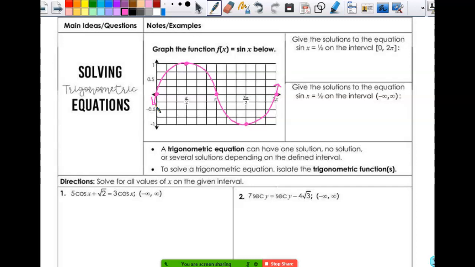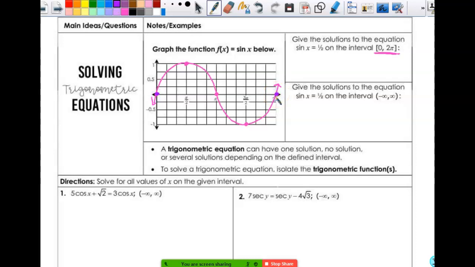I don't know. All right, so it says over here, give the solutions to the equation sine of x equals 1/2 on the interval from 0 to 2 pi. All right, so when we're solving these, they're going to be giving us intervals. In this case, it's from 0 to 2 pi. So it's the part of the graph that I have that doesn't have the arrows on it, because the graph actually continues, but it would be just obviously starting here and stopping here.